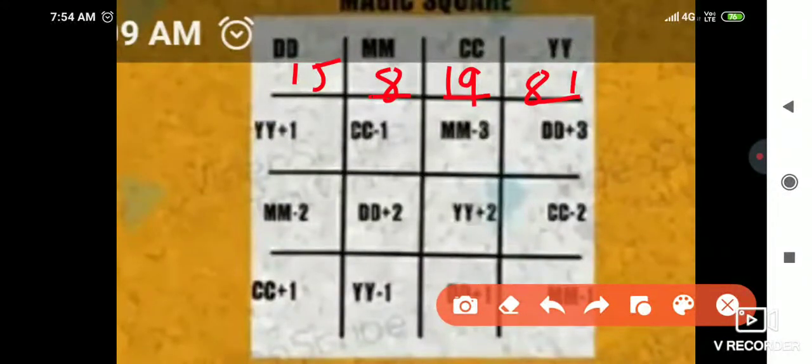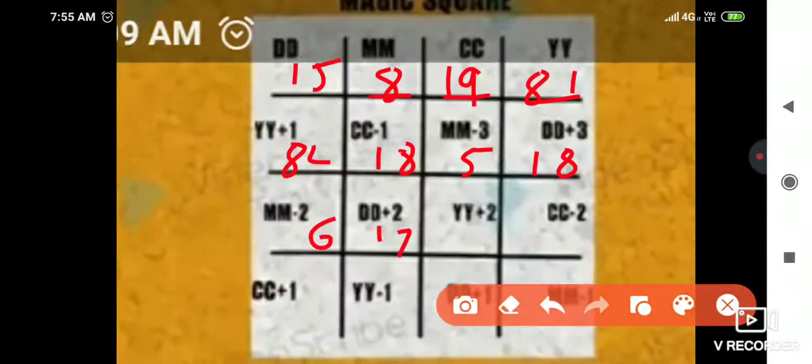So year plus 1 is equal to how much? 81 plus 1, 82. Century minus 1, 18. Month minus 3 is equal to 5. Date plus 3 is equal to 18. So here, next box, month minus 2. Month is 8, 8 minus 2 is 6 here. Date plus 2 is equal to how much? 15 plus 2 is equal to 17. Year plus 2 is 81 plus 2 is equal to 83. Century minus 2 means 19 minus 2 is equal to how much? 17.